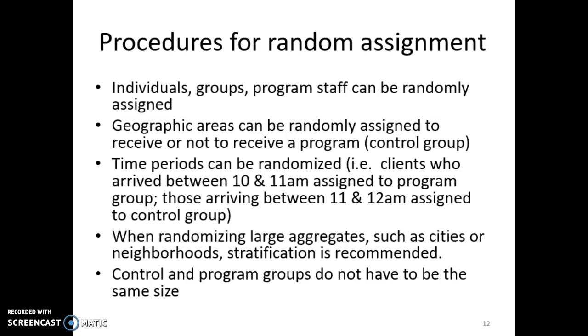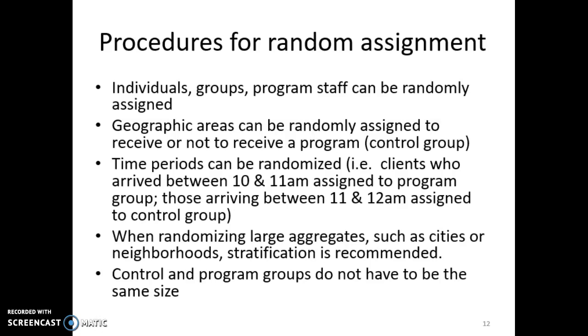For example, if you are studying how different types of patient engagements impact health outcomes, you can select patients who arrived at the clinic between 10 and 11 a.m. to a program group, and then those who arrived between 11 and noon to a control group.